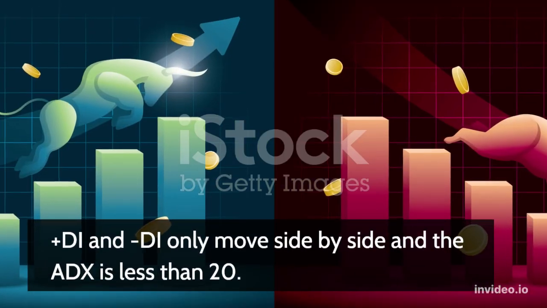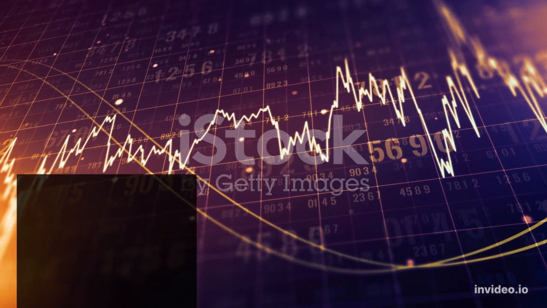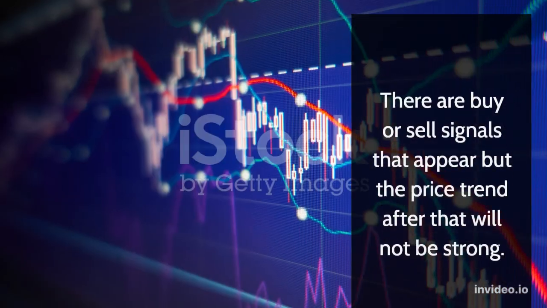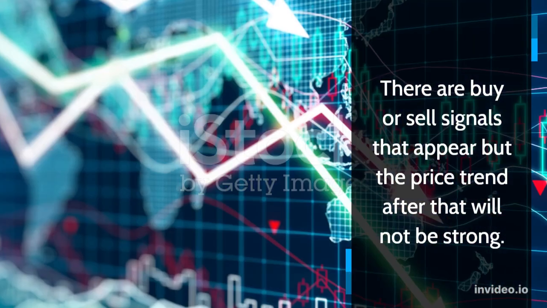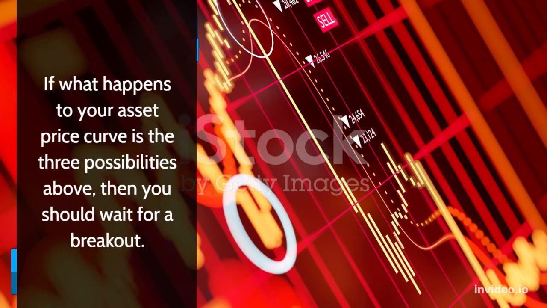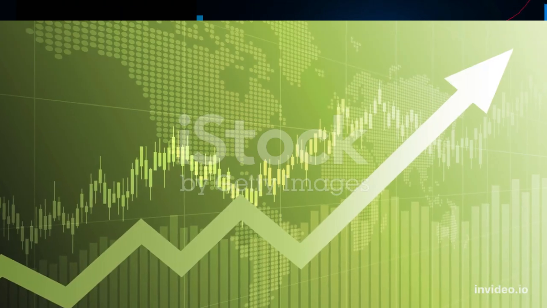Plus DI and minus DI only move side by side and the ADX is less than 20. This means that the sideways condition is weak. There are buy or sell signals that appear but the price trend after that will not be strong. If what happens to your asset price curve is the three possibilities above, then you should wait for a breakout.